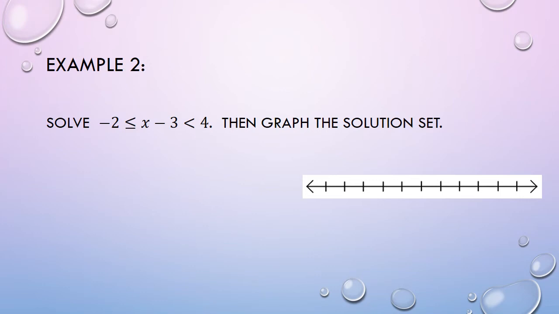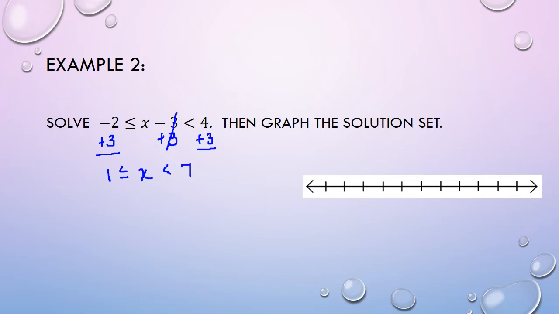So normally we would get the x by itself. Well, that works true also in this inequality. So with the x we have a minus 3. So I want to add 3 to all three sides. You have to do it to the middle, to the left side, and to the right side. So now these are going to cancel out. And then we've got negative 2 plus 3, that gives us 1, is less than or equal to x is less than, and then 4 plus 3 gives us 7.